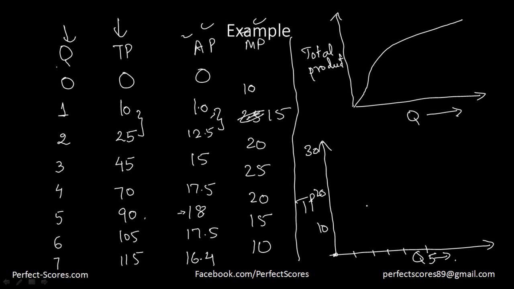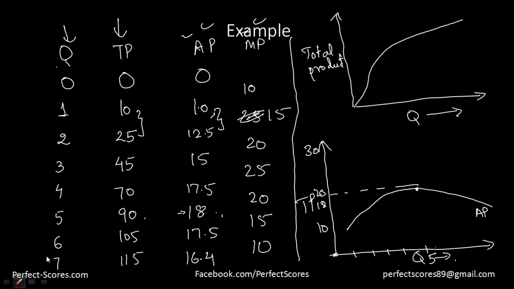So till 5, what happens? It increases. Starting from 10, till 5, at 5 it's 18. So it's going to be about 18 at 5. It's increasing till here, right? Let's suppose this is 18. Okay, so what happens after that? After that, it actually goes to decrease. So this is the point of inflection, the point at which the average product starts to decrease.